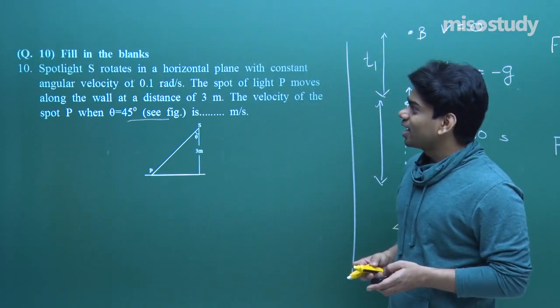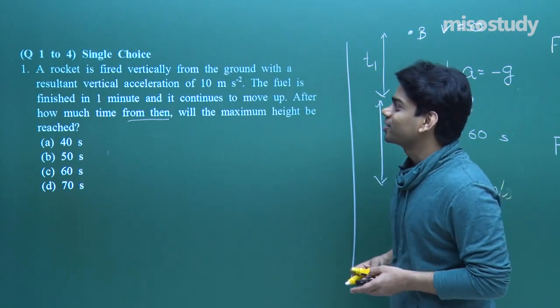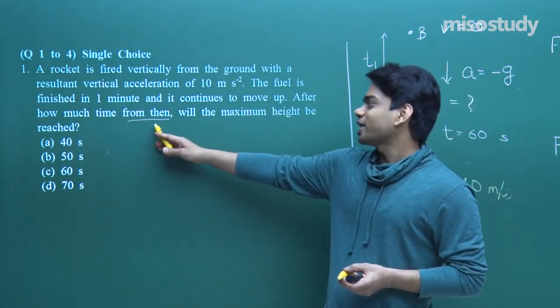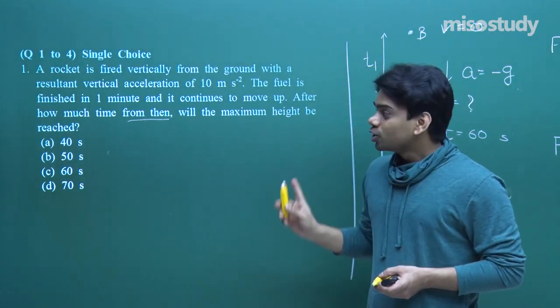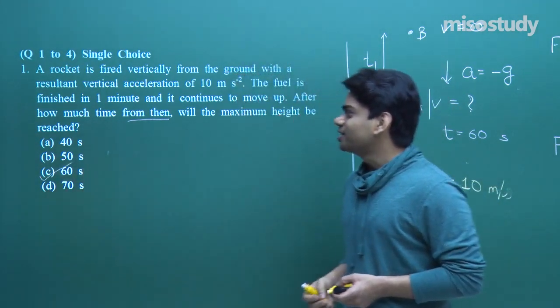Oh, just a minute. I just moved the questions further. Okay, this was the question. How much time from then will the maximum height be reached? So the time taken is 60 seconds. The right answer is option number C, that is 60 seconds.